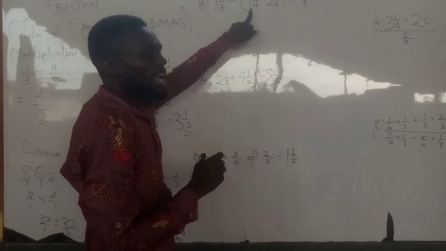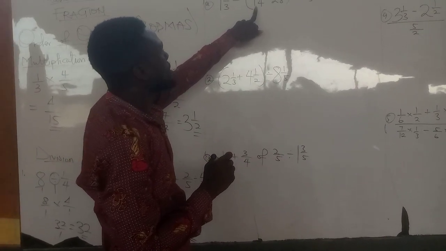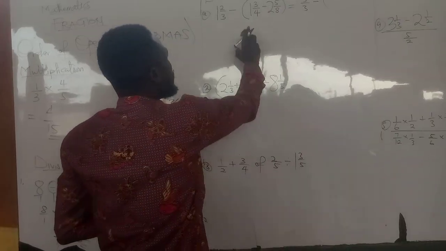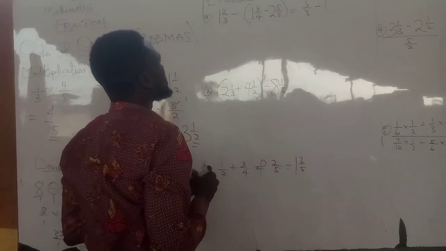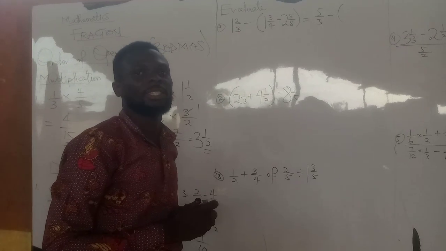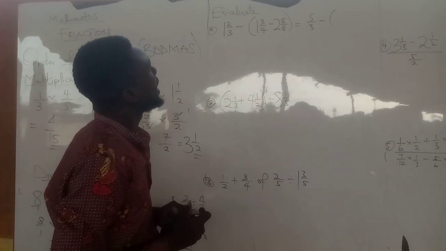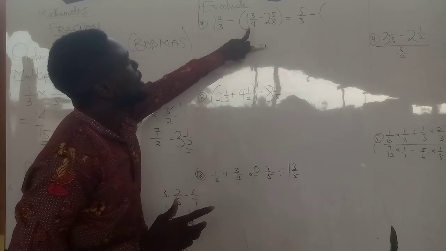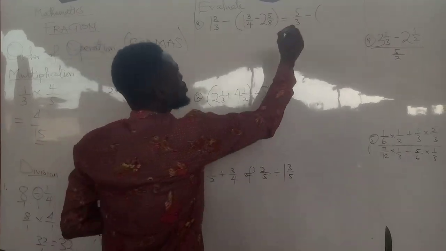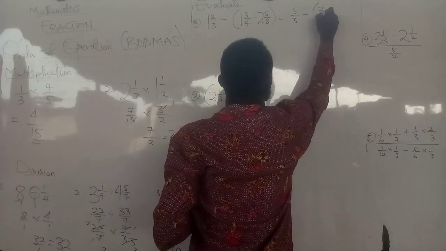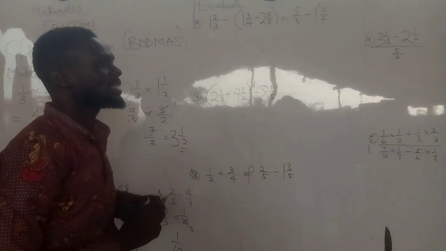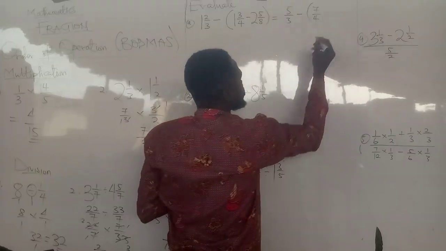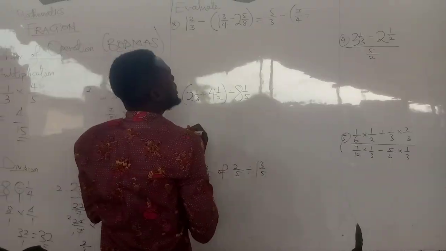1 times 4 is 4, plus 3, that's going to give you 7. So you have 7 over 4 as your first number in the bracket. Then you have division, so you bring your division sign.